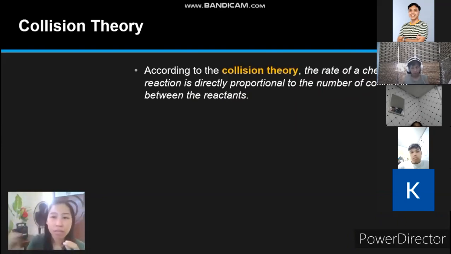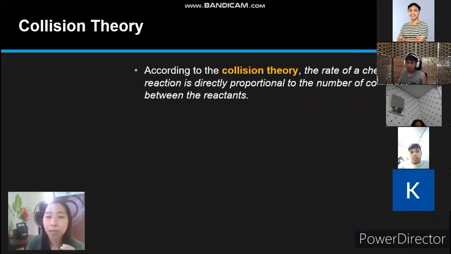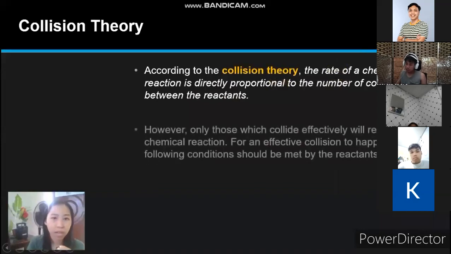Okay, so that means nga ang rate or ang kapaspason sa imuhang mga chemical reactions kay magdepende sa number of collisions between your reactants. Pag taas gani ang number of collisions, that means nga mas paspas ang rate of chemical reaction. Mao na siya ang pasabot sa collision theory.